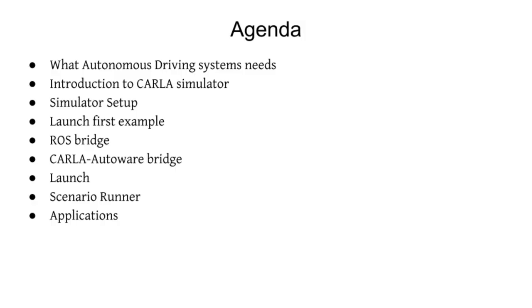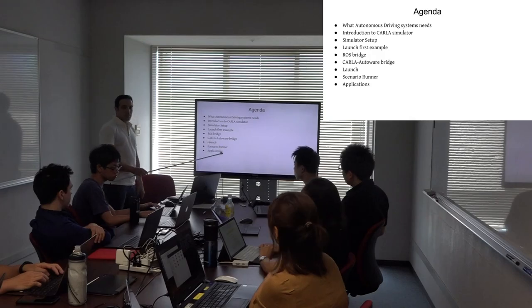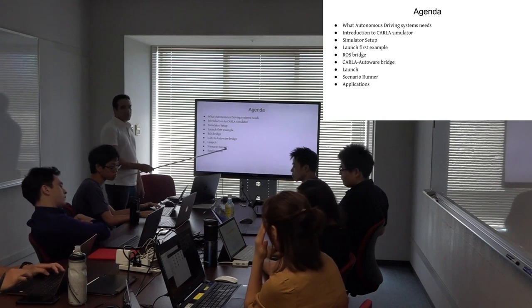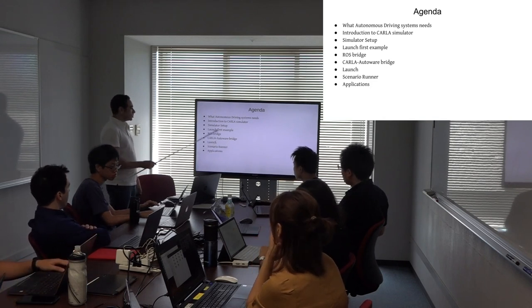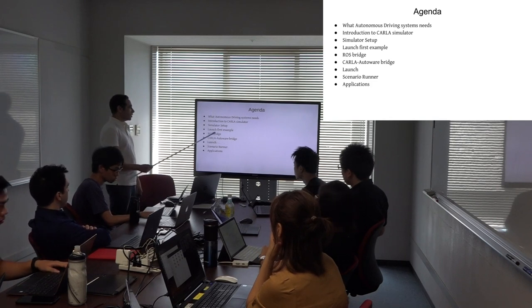This is what I will show today. First, a small, fast introduction to what an autonomous driving system needs to work. Then an introduction to the simulator, how the simulator fits the autonomous driving needs, and the simulator setup. I will show how to launch the first example and make sure the simulator works. Then I'll explain the ROS bridge, and then connect that to the carla-autoware bridge. Then how to launch the carla-autoware bridge and ROS bridge with the simulator.